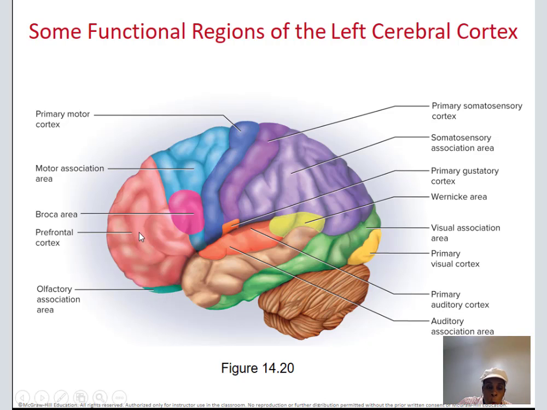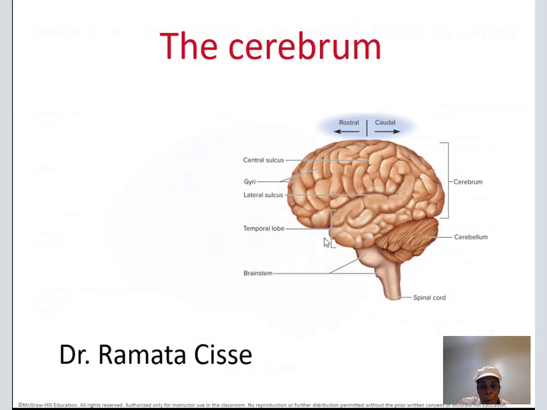The prefrontal cortex, the Broca area, the motor association area. Because the primary motor makes you do something. The motor association makes you do something that makes sense, a kind of balance thing. The primary gustatory cortex, right? Primary, you taste something. But when you have association cortex, it means you know what you're tasting. You know it's not banana, it's not an apple.